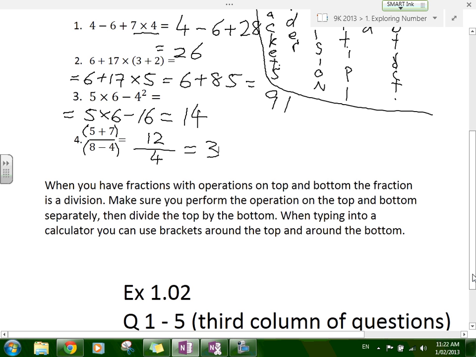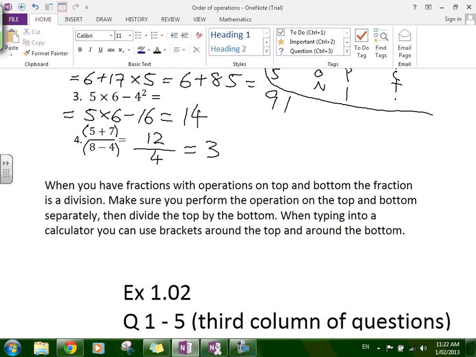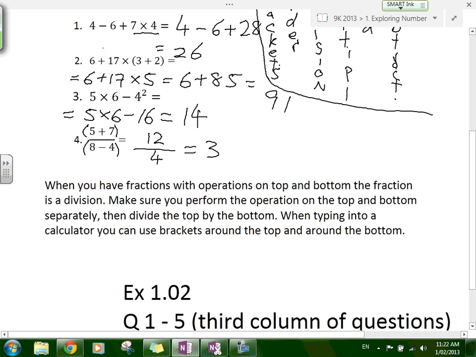And then when typing into a calculator, this is really important, and I would just like you to take note of this. It's a really important point. When you're typing into a calculator, it's not using the smart tool, it's literally a calculator that doesn't quite carry it. When typing, it's really important that you put brackets around the top and brackets around the bottom.